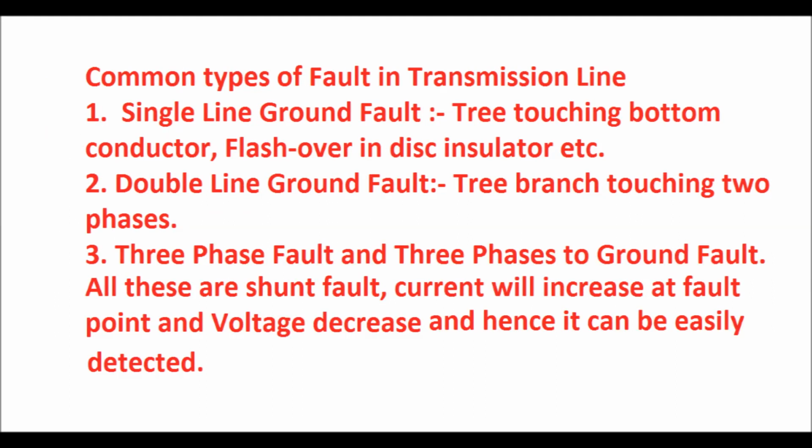So all these types of faults are basically shunt faults, and when this type of fault happens, at the fault point current will increase and voltage will decrease. So the distance relay will easily detect this fault by means of the V by I ratio, that is, by means of the impedance setting which is given to the relay.